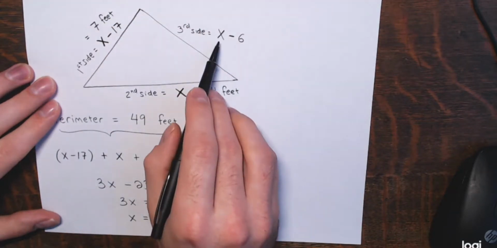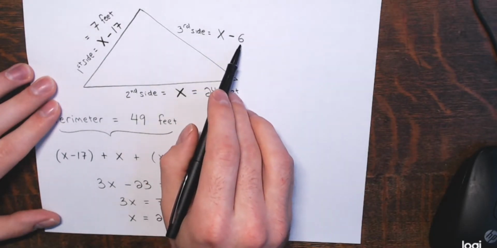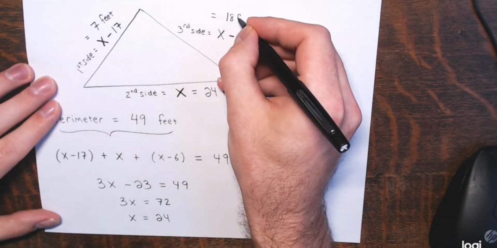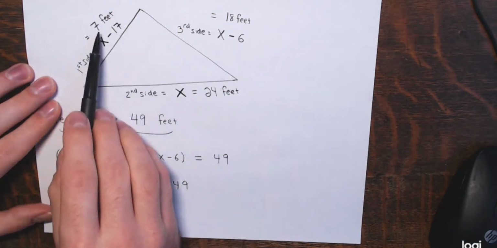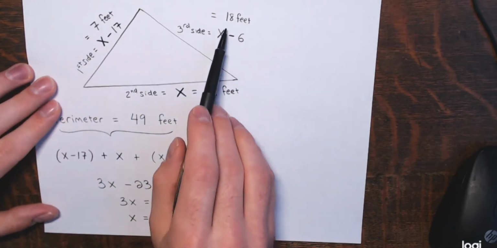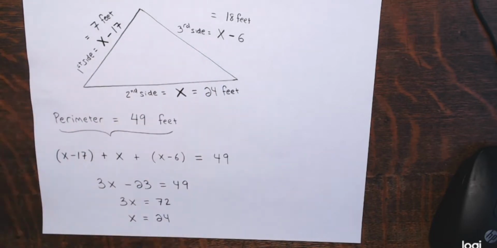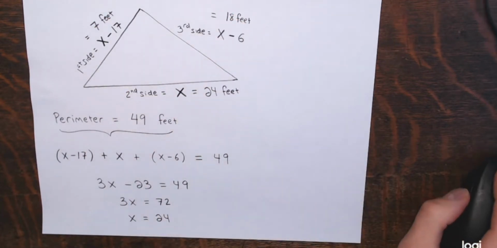And the third side was only 6 feet shorter. 24 minus 6 would be 18 feet. And if you add these up, 7 plus 24 is 31, plus 18 is 49, right? It matches the perimeter that they gave us. So 7, 24, 18 are the numbers I'm going to put in.